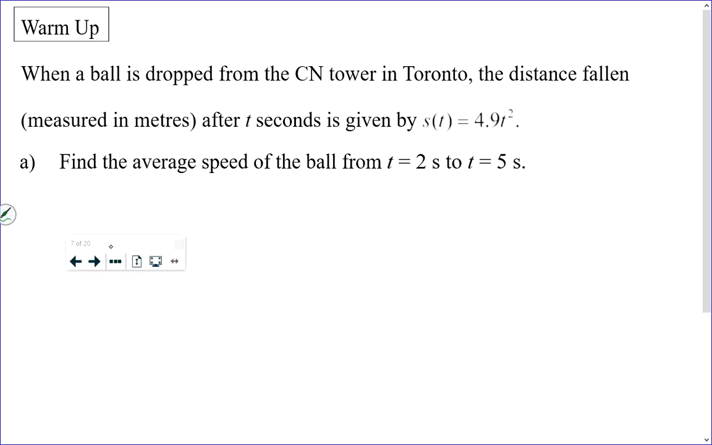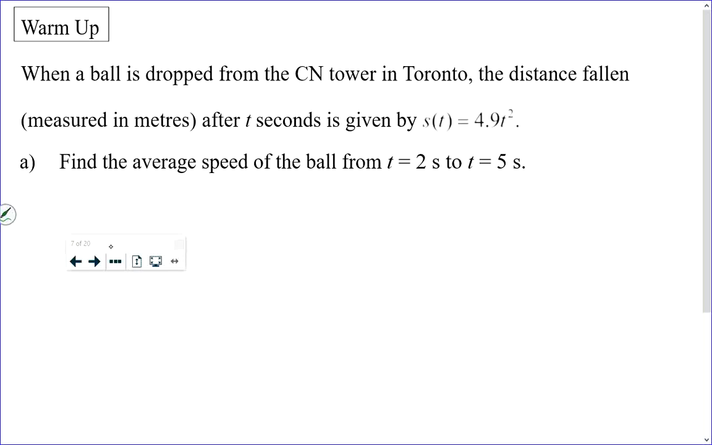You're just going to have to get over it. We don't use d for distance. We use s. D has a special meaning in calculus. So the position or the distance that it falls is equal to 4.9 t squared. This is just function notation, which says the distance depends on the time.